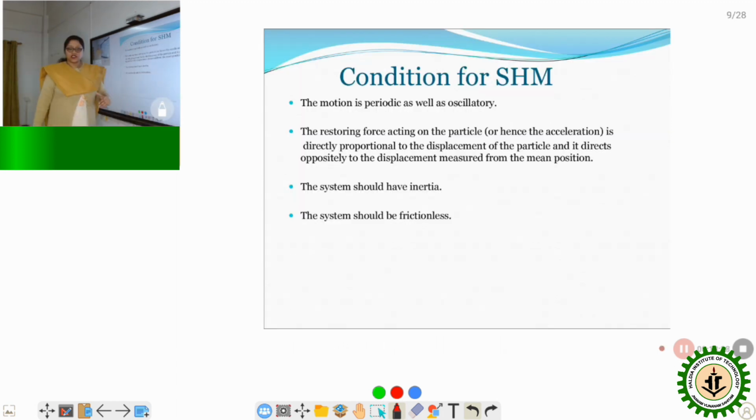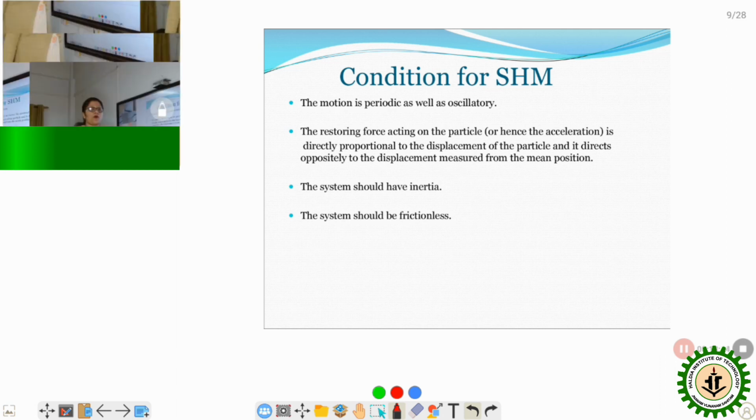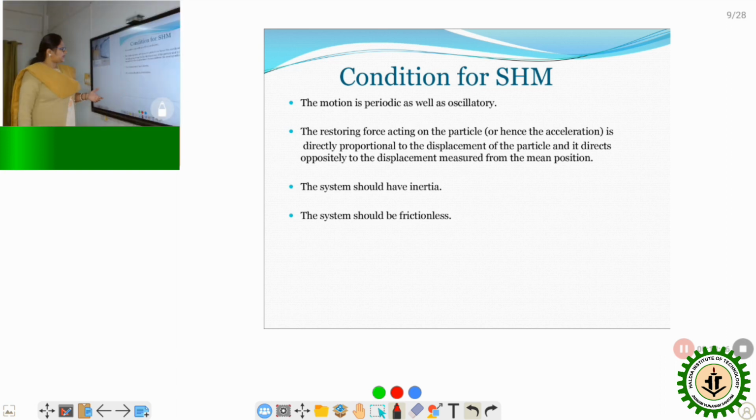These are some conditions for simple harmonic motion. The first and foremost important one is that the motion should be periodic as well as oscillatory. The second is that the restoring force acting on the particle is proportional to its displacement and its direction is opposite to the direction of the displacement. The third is that the system should have some inertia, and the fourth is that the system should be frictionless. Why? Because if friction is present, then an additional frictional force term will appear in the system, which is unwanted here. That's why the system should be frictionless.